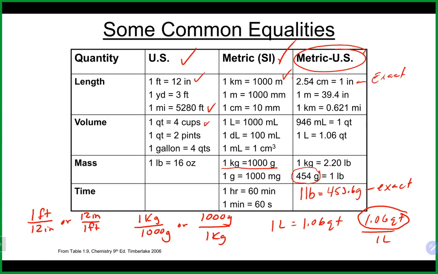For our purposes, we'll use 1 inch is 2.54 centimeters as an exact conversion, which you don't have to worry about sig figs with. And again, we will also use pounds to grams as an exact conversion, so you don't have to worry about significant figures on that one either.